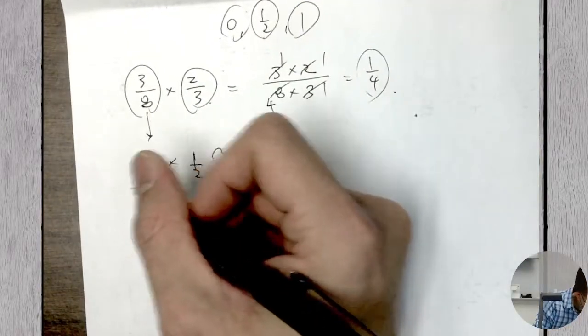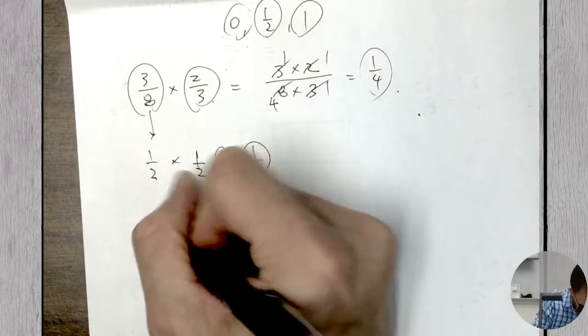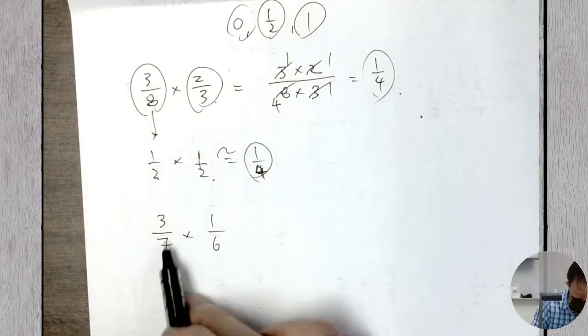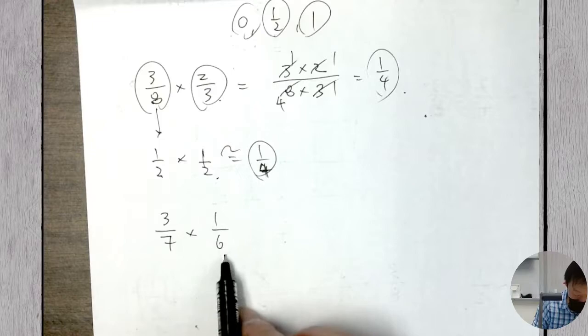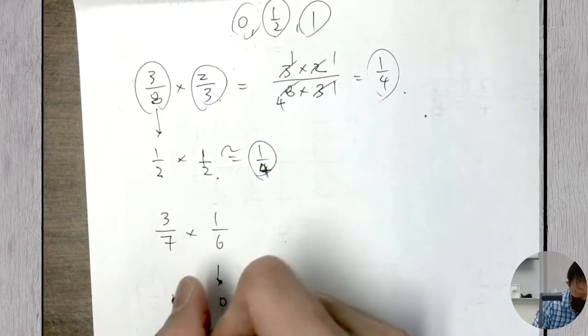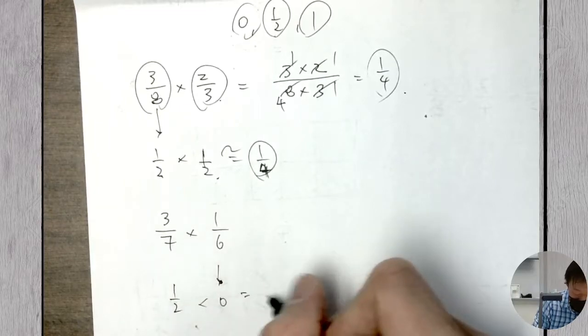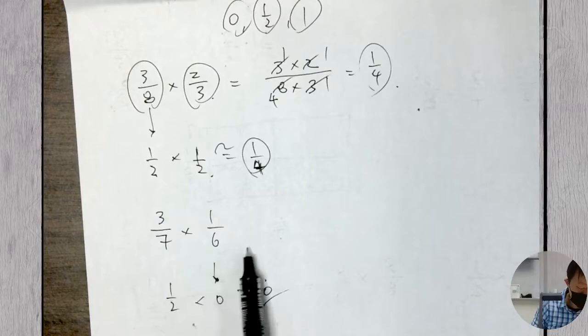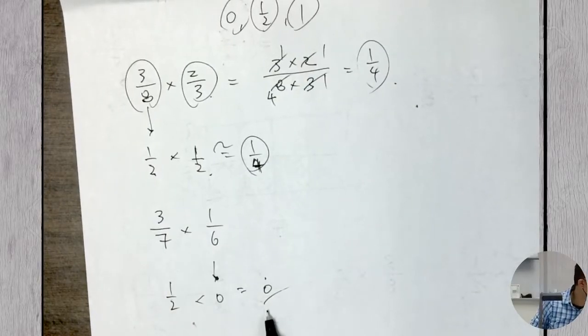Other questions that ask you to estimate, I'll do both. 3 over 7 times 1 over 6. In this case, I can see 1 over 6 is probably closer to 0. 3 over 7, that's kind of half. If I multiply the two, I'll get 0. The answer is not going to be nothing, but it's going to be closer to 0.